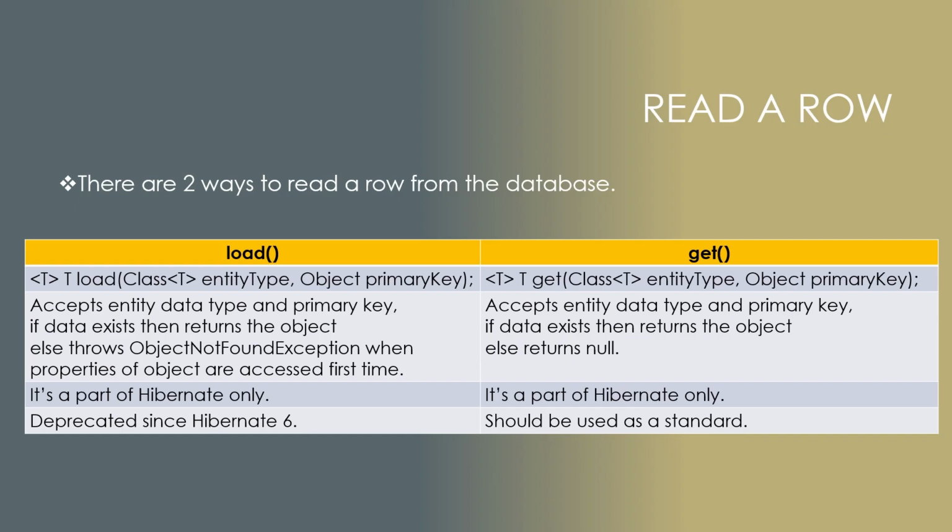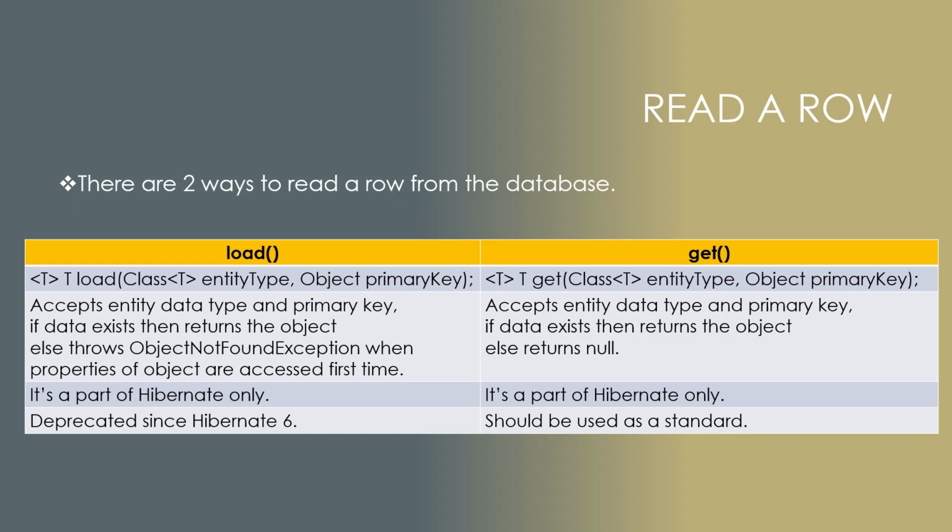Before Hibernate 6, both of them were in the picture, and it used to be a very important interview question whenever it came to the Hibernate topic: what is the difference between load and get, which one we should use, which one we should not use. And then there used to be big answers. For that I will try to make a separate short. But from Hibernate 6 onwards, things are very clear. The load method is deprecated, and you should only go for the get method, not the load method.